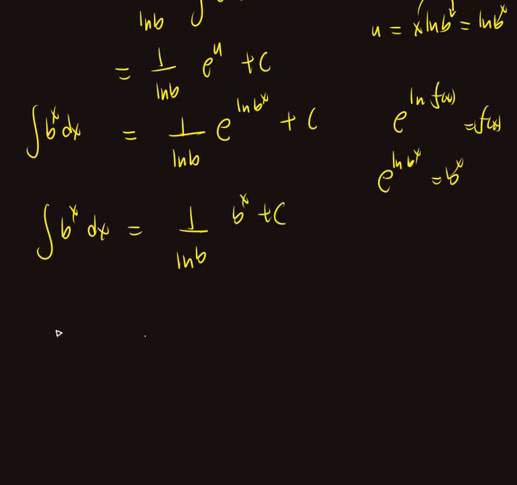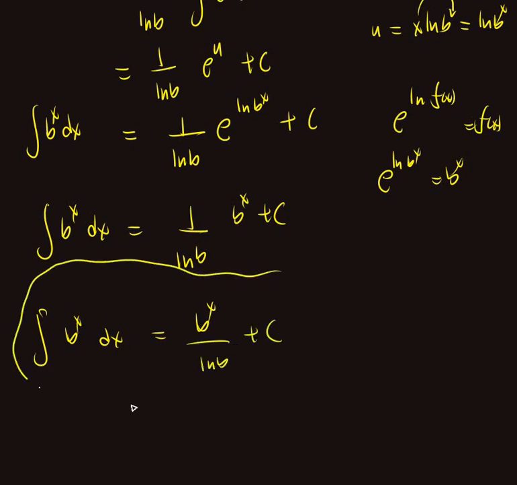Aha! So if you want to write it nicely, everybody can see this. This is equal to what? b to the x over natural log of b plus c. Yay! And here is the integral. I hope this is more clear than the one we did a moment ago.